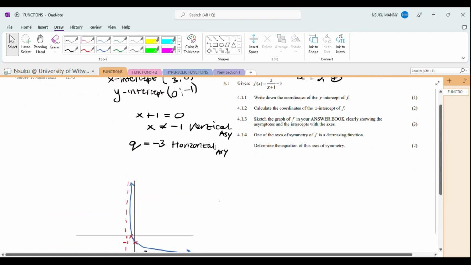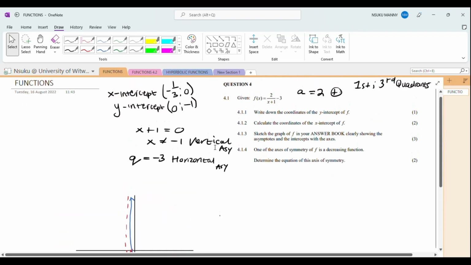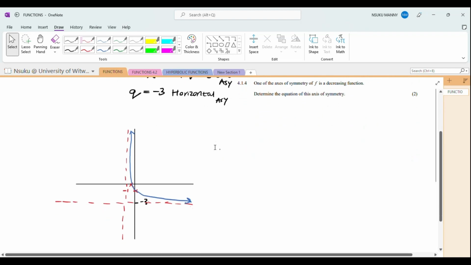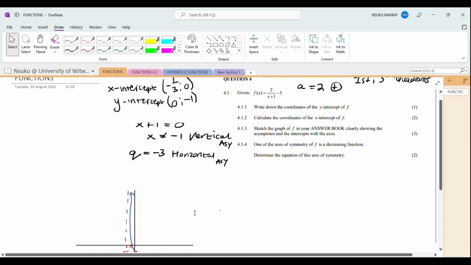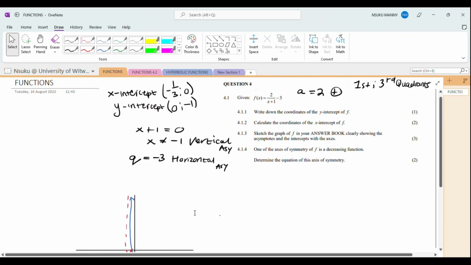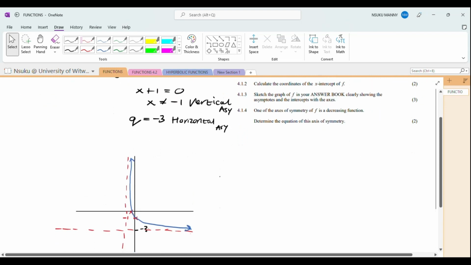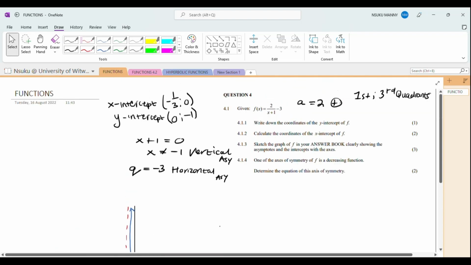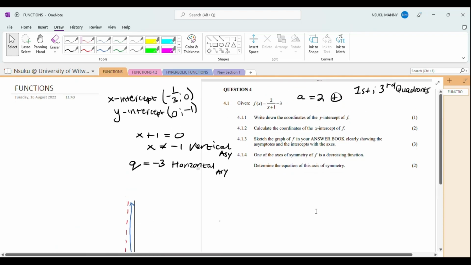Now, for us to draw our second graph, which will lie on the third quadrant, we need another point, because our intercepts both lie on the first quadrant of the graph. So we need another point. We can get any other point that's after -1. So we can use -2.